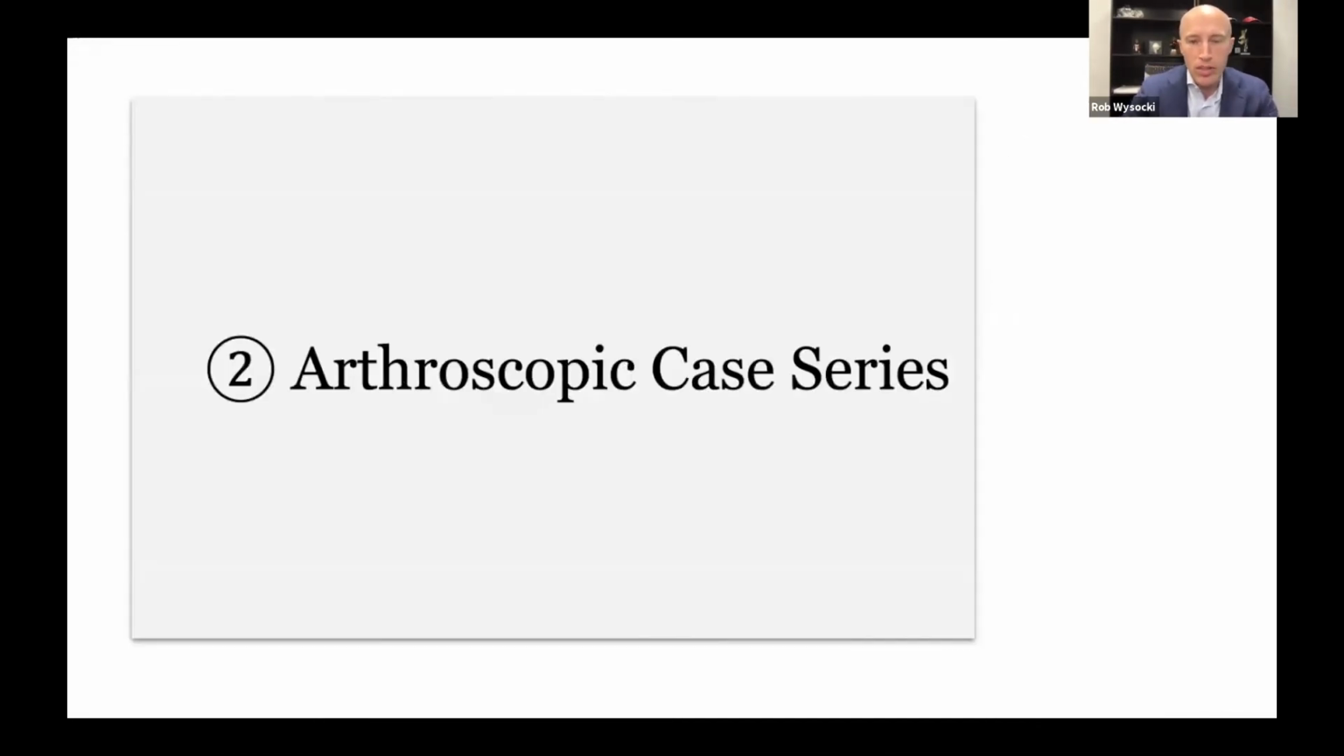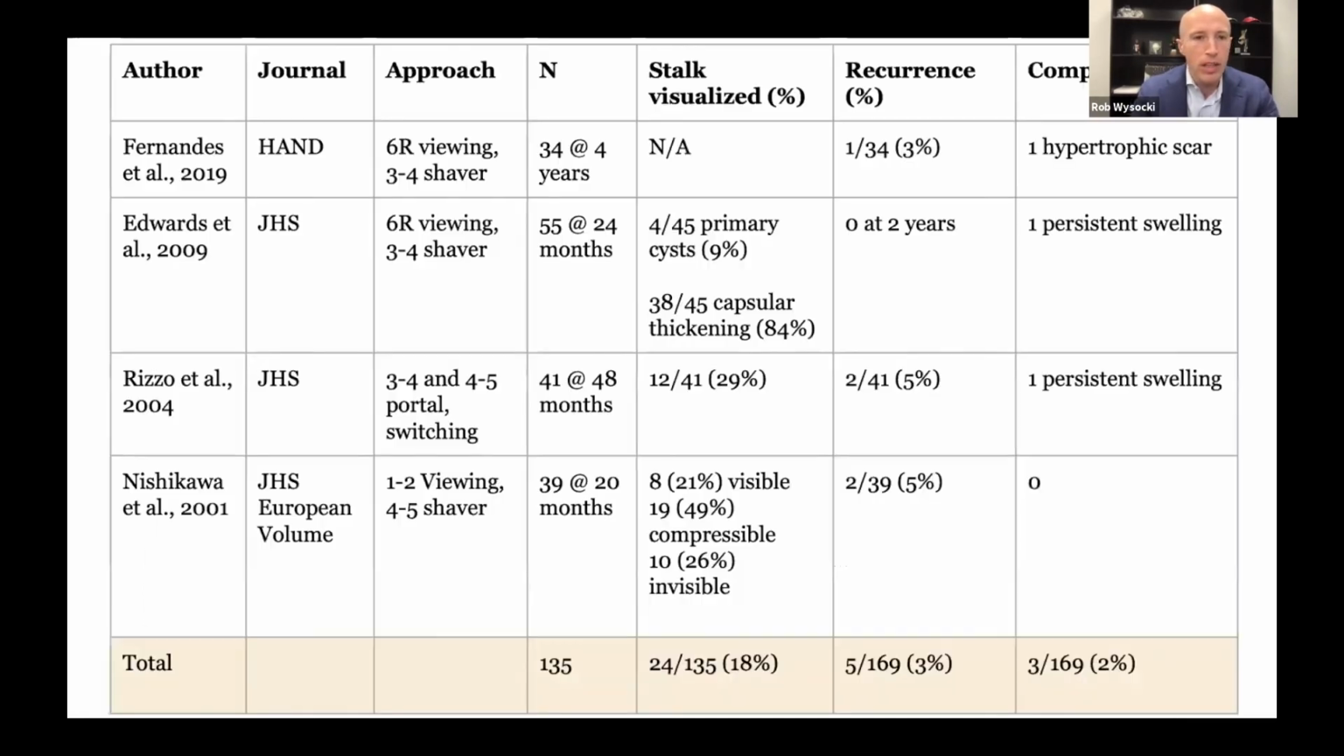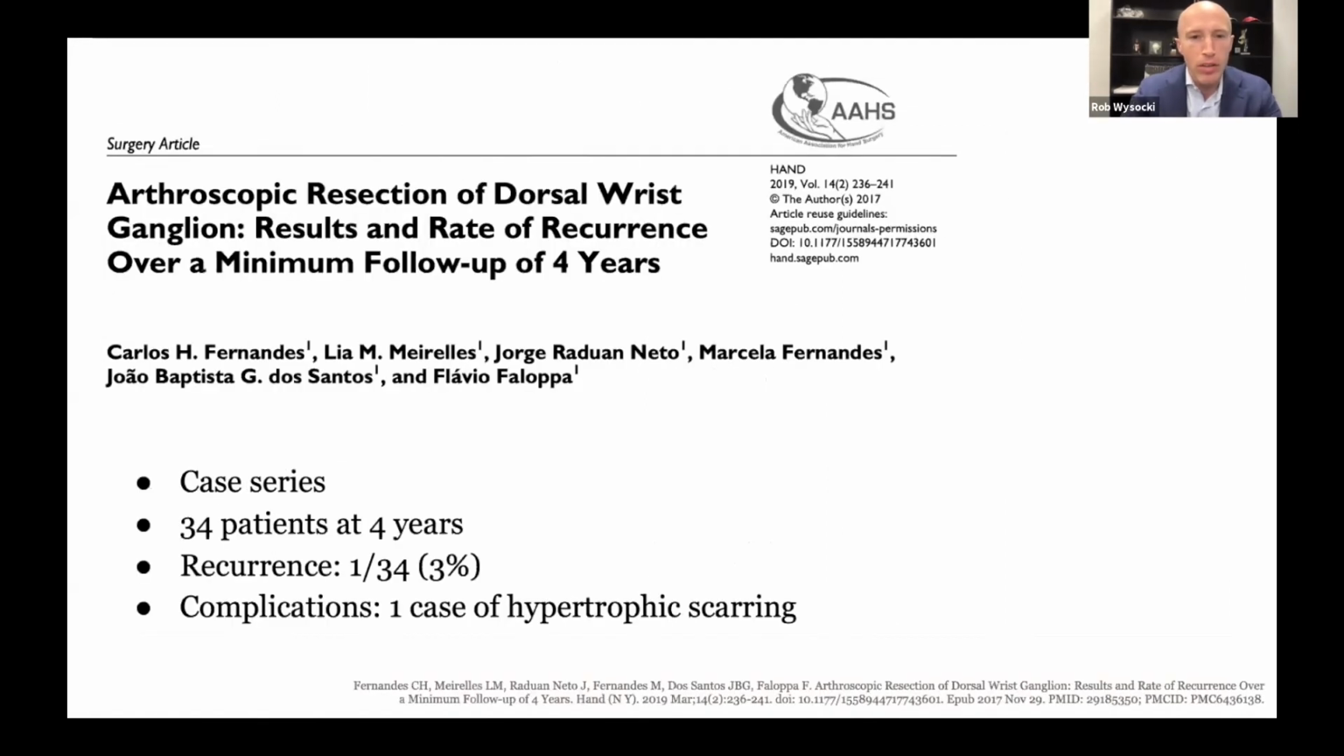Looking a little bit into some of the data we have as far as pure case series on arthroscopic ganglionectomy, and I know this is a bit of a busy slide, but we'll just briefly go through each of these individually. And this goes from recent to older. The Fernandez series described there used the most common technique of the viewing portal in 6R, the working in 3-4, a case series with a nice 4-year outcome, 34 patients, only 1 recurrence, 3%, and 1 minor complication of hypertrophic scarring.